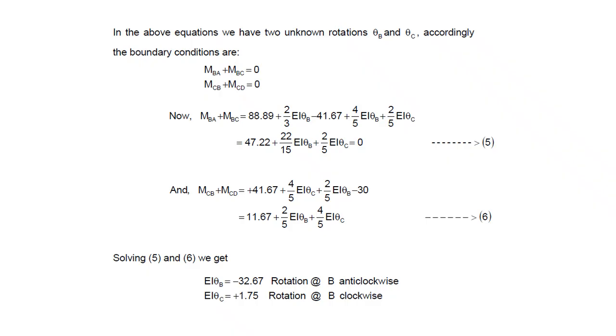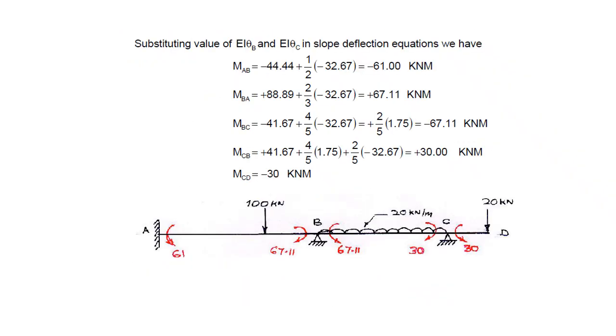And if you solve these two equations, you can get theta B. Theta B is minus 32.67 by EI, and it is negative since the rotation at B is anticlockwise. Theta C is 1.75 by EI, and it is positive. Let us take positive as clockwise. So substituting these values in the slope deflection equations, we can get all the final moments.